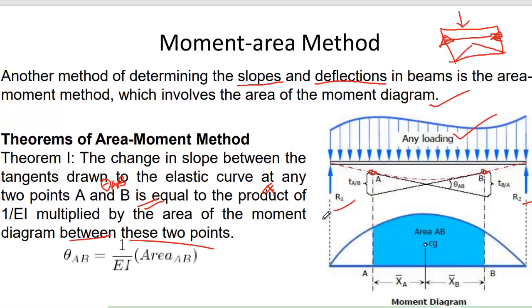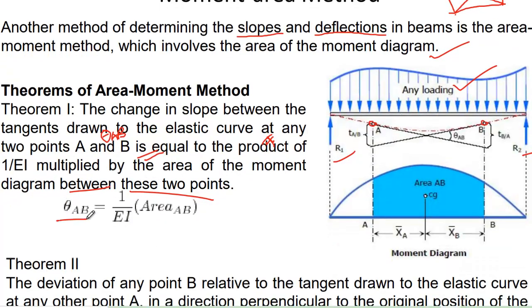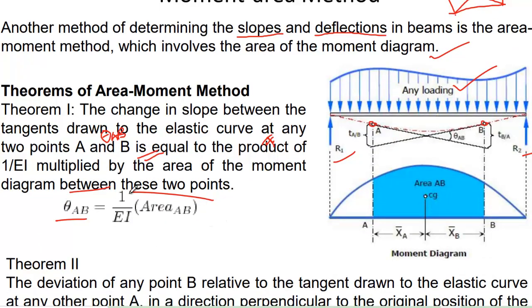So you are considering theta AB equals 1 by EI, where EI is the flexural rigidity, multiplied by the area between A and B, or the area between these two points. So we consider two tangent points, one is A, another is B. We know that due to this loading we will have a moment diagram. So from this moment diagram, the area between these two points would be the considered area.